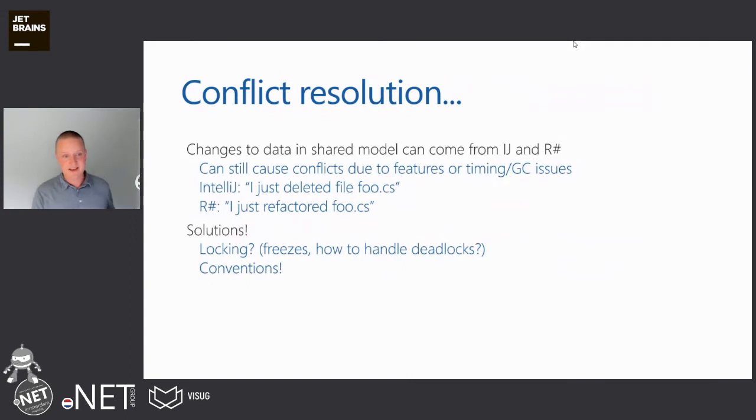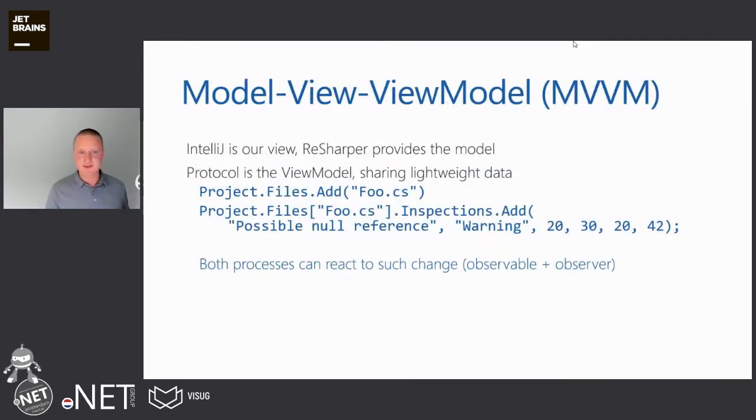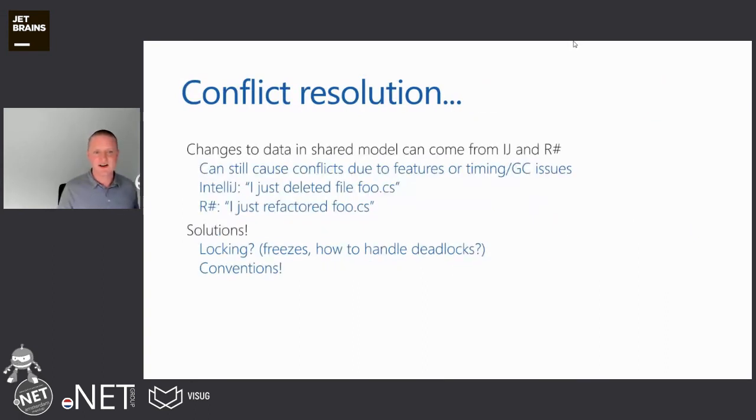Right, there's one thing that remains. Even if we would use this model view, view model structure where you have multiple sides of the equation, there's one thing that remains, and that's conflict resolution. If you make changes to such a shared data model, those changes can come from both sides. You as a developer may be typing in a file while ReSharper is doing a refactoring. Well, if the refactoring completes after you already typed something, who is winning? What's the conflict resolution that you're going to adopt there?